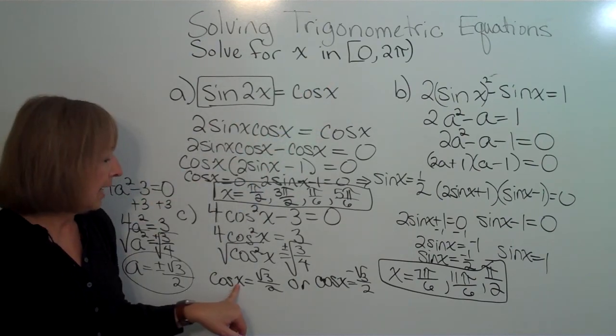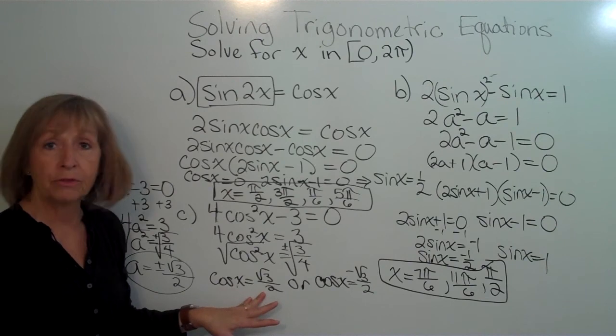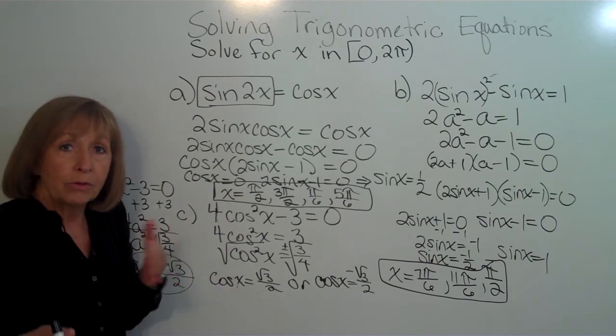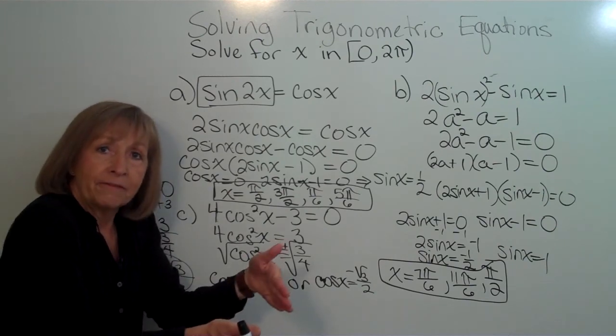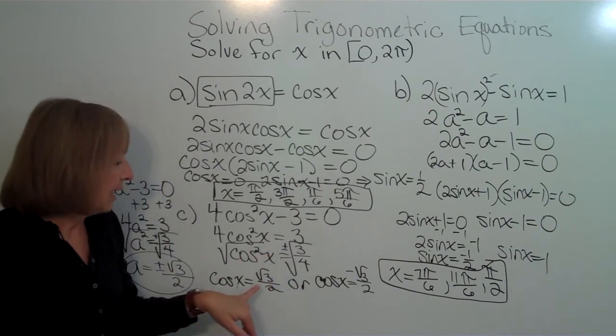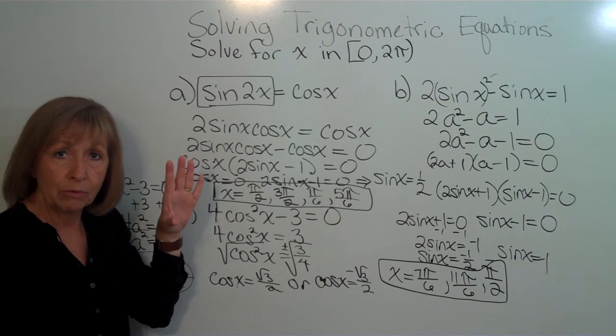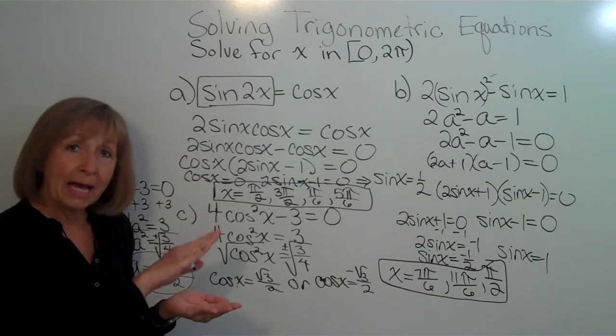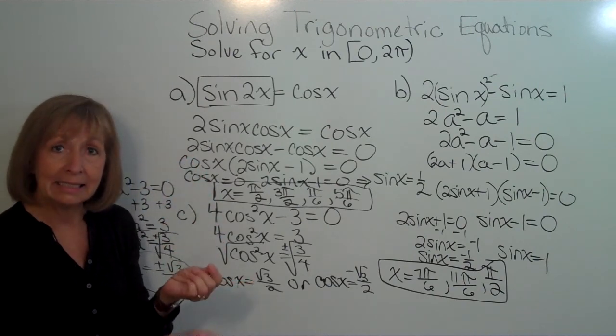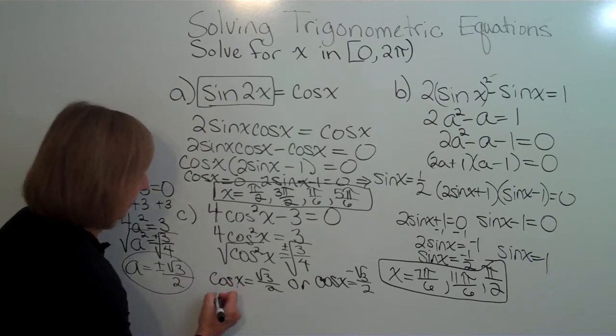And then we just need to think of our angles throughout the rotation that would give that. So what angles have a cosine ratio of the square root of 3 over 2? Well, those are the ones that would be right of the y-axis. And that's the over 6's in the first quadrant and the fourth quadrant. So that would be pi over 6 and 11 pi over 6.